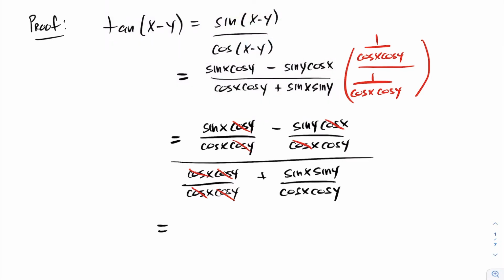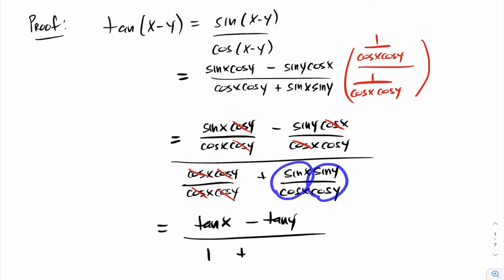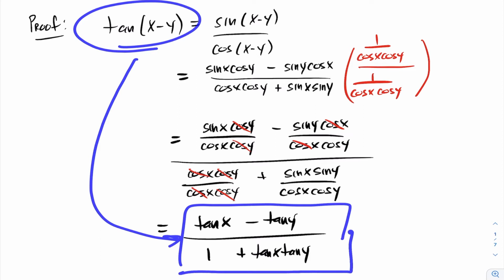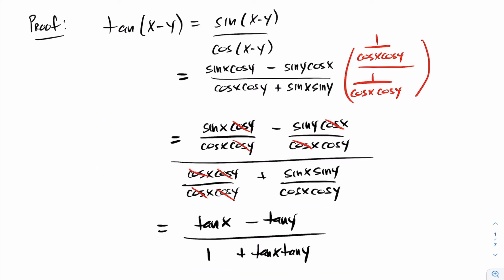So this simplifies to become, you'll notice, sine x over cos x becomes tan of x, then sine of y over cos of y becomes minus tan of y, divided by, everything cancels in that term there, so we get 1 plus, this ends up being tan x times tan y. So therefore, the tan of x minus y is equal to tan x minus tan y divided by 1 plus tan x tan y. And there's our proof for the compound angle formula for tan of x minus y.